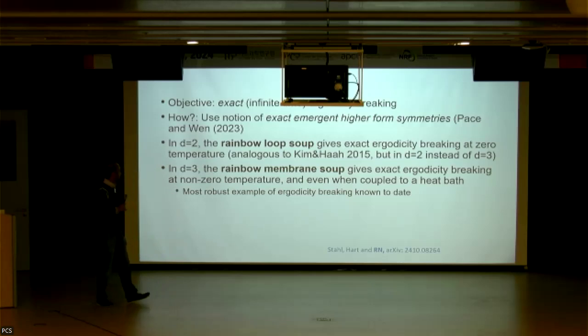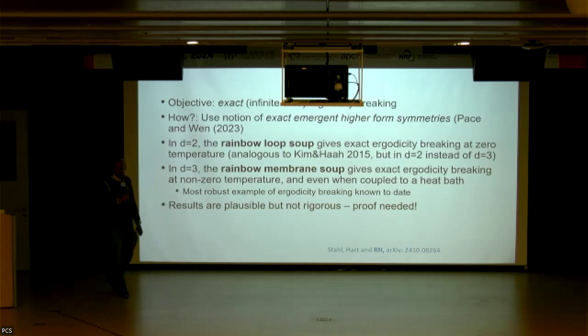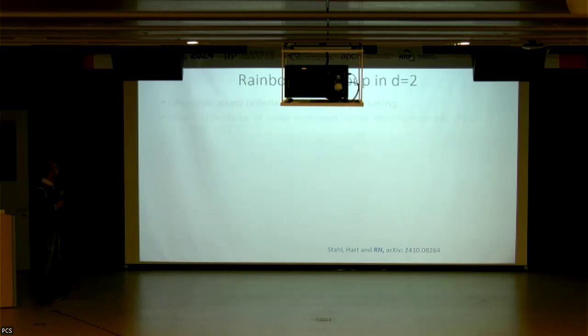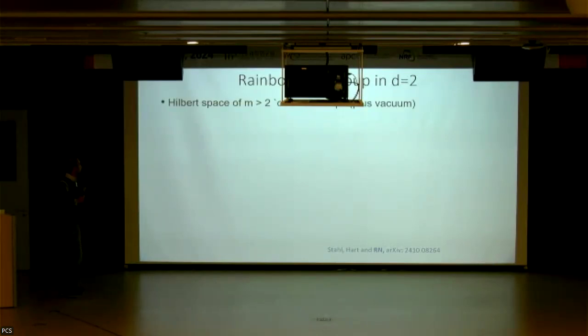Yeah. So this is something really new. I will caution that the stuff I'm talking about in this last part of the talk is stuff that, well, I think it's true, I think it's plausible, but our arguments are certainly not rigorous. So this is certainly something where a proof is needed. And if you have ideas as to how to prove this stuff, let's talk about it in the next coffee break. All right, so let's start with the rainbow loop soup.